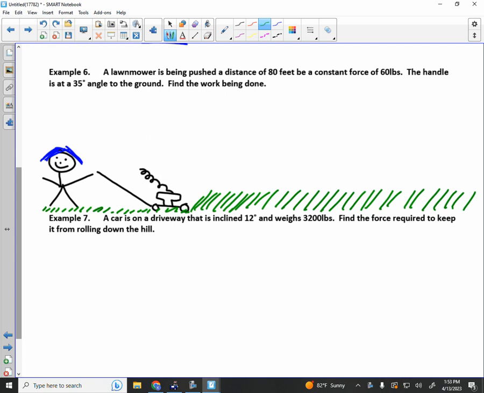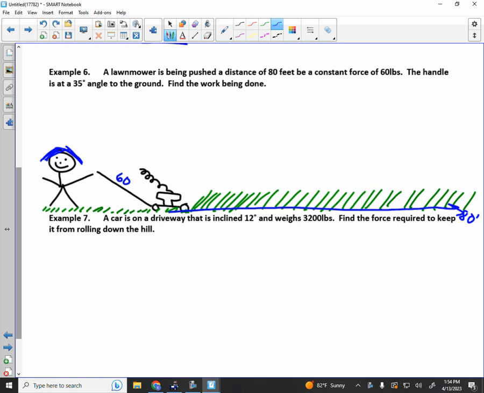Aaron was getting complaints from the city saying, hey, that's bad grass, get that taken care of. So Aaron's coming on in, and she's going to mow this lawn, and she mows 80 feet. And she's sitting there thinking to herself, I wonder how much work I've done if I have 80 feet of lawn, and I'm pressing down on the handle and pushing at 60 pounds of force. That's kind of a heavy-duty lawnmower, isn't it?